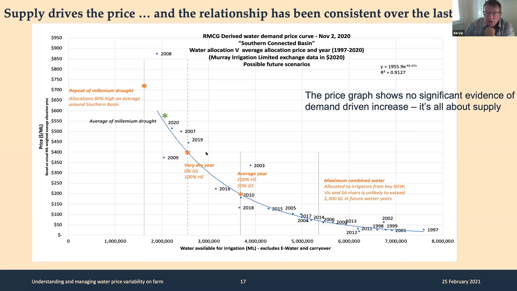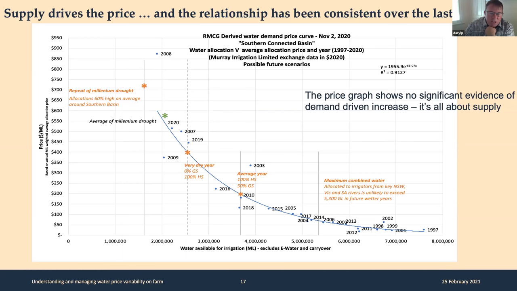So these are the zones we're seeing in here. And we're seeing, in an average year, about 100% high and 50% general security, hitting about the $200 mark, dry years about the $400 mark. The really extreme years, a repeat of the millennium drought, we're going to get that pressure. That's fairly straightforward. And we have seen this graph, like 220, where we are not far off where the line is suggesting it would be.